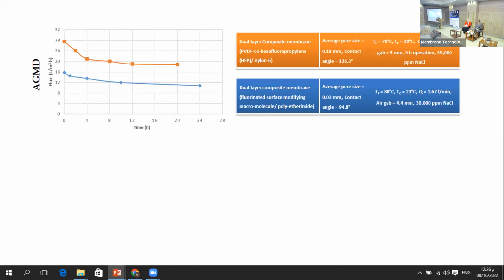So, as you can see, for the air gap distillation, there is quite an improvement. The research used 35,000 parts per million in the first membrane, and they used 30,000 parts per million in the second membrane. In some research, they even reached 150,000 parts per million of salts.